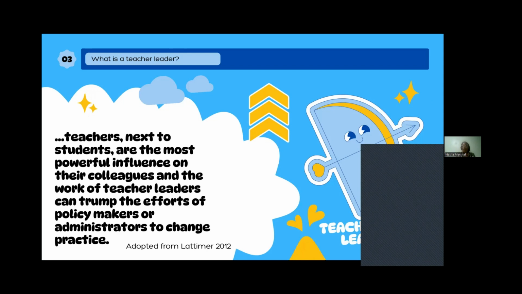Latimer 2012 said that teachers next to students are the most powerful influence on their colleagues, and the work of teacher leaders can trump the efforts of policymakers or administrators to change practice. That is a powerful statement.